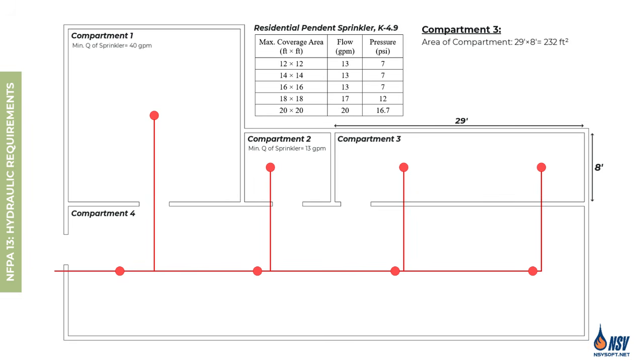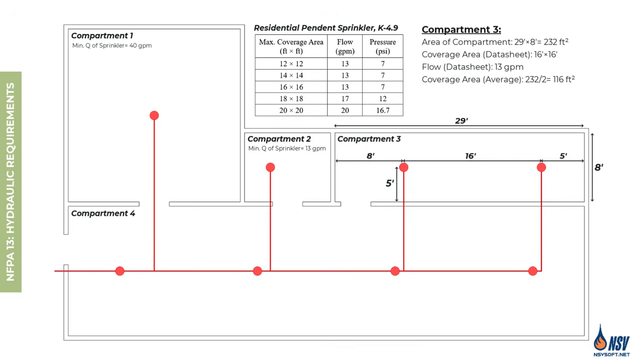The area of compartment 3 is 232 square feet. Since the larger coverage dimension for both sprinklers is 16 feet, the sprinkler coverage area is considered to be 16 by 16 feet, and the flow based on the datasheet is 13 gallons per minute. The average coverage area of each sprinkler is calculated by dividing 232 square feet by 2, which results in 116 square feet. Therefore, the calculated flow is 11.6 gallons per minute. In this compartment, the sprinkler flow shall be considered as 13 gallons per minute.